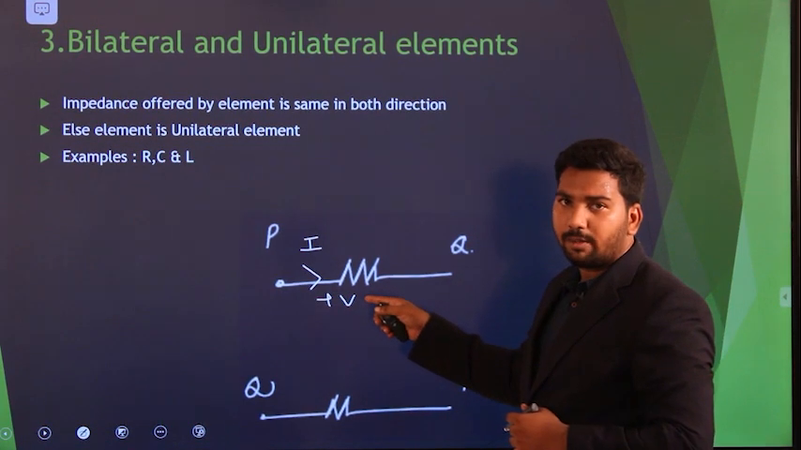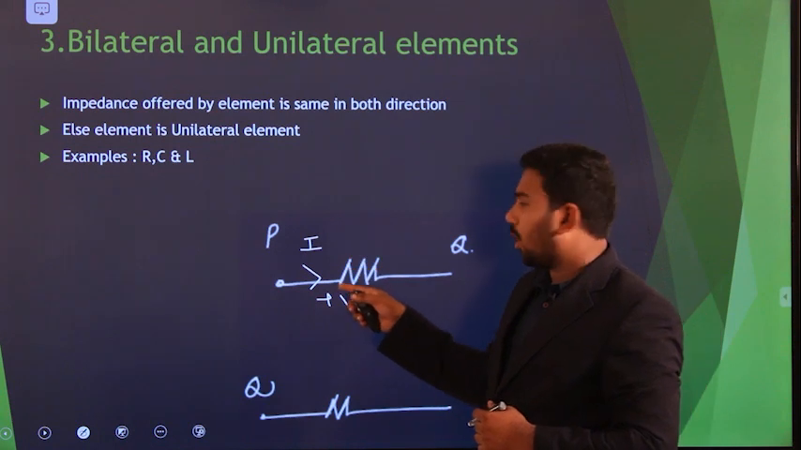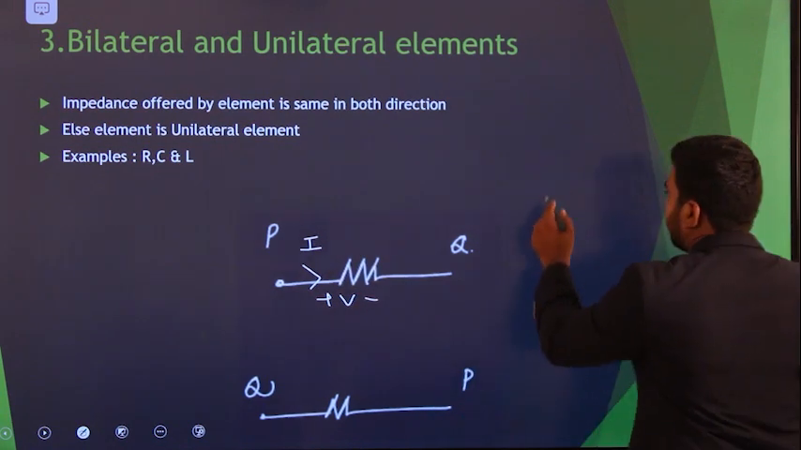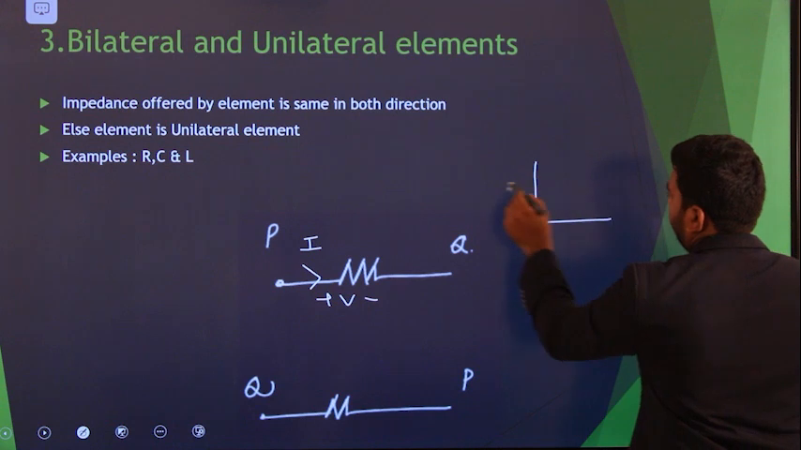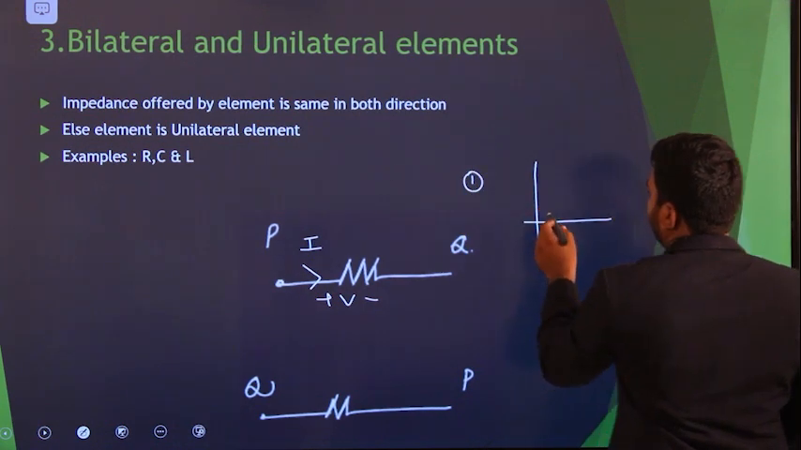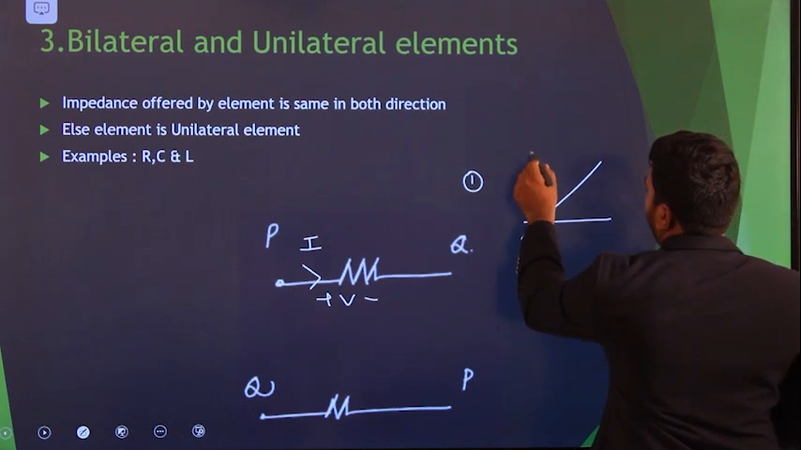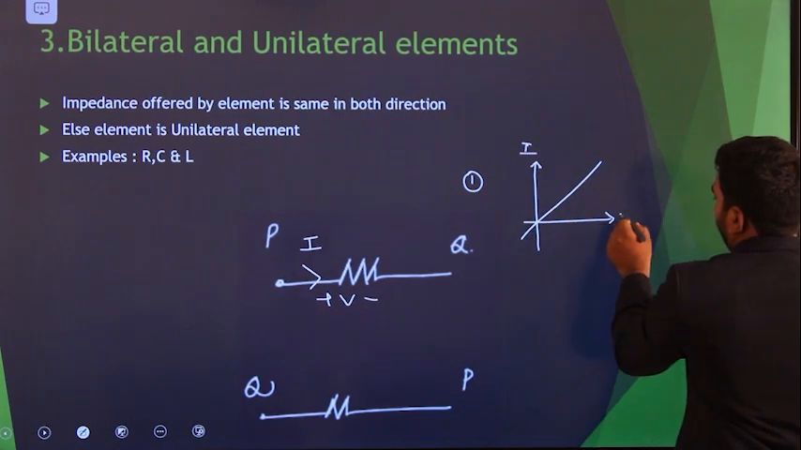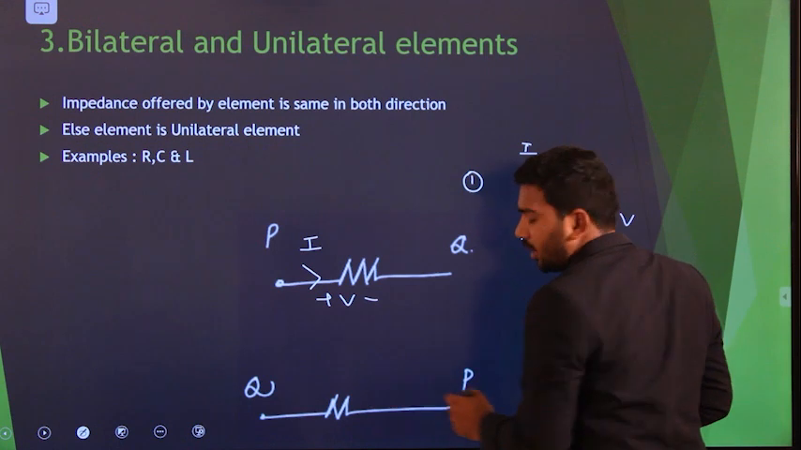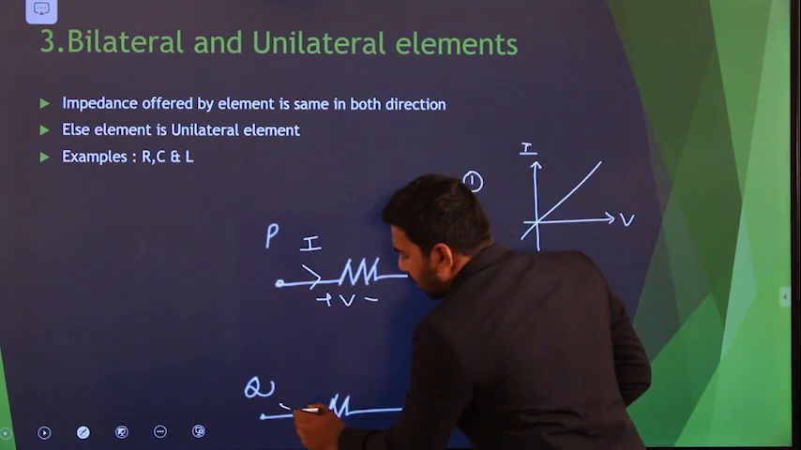Then plot the IV plot, the plot between I and V. You will get this kind of relation. I am calling this the first condition. Let me mark this as current I, and this is V. Now in the second condition, I will apply current from Q.